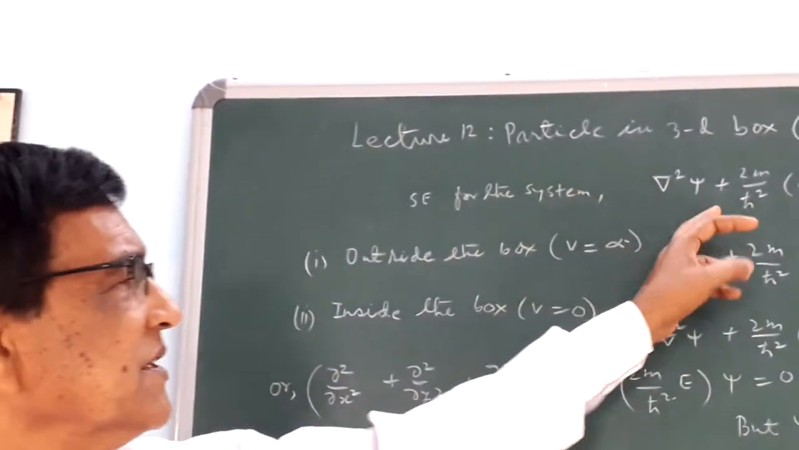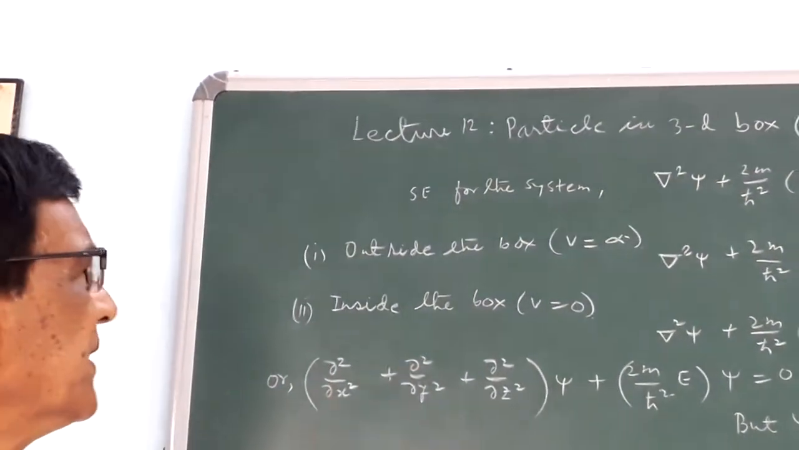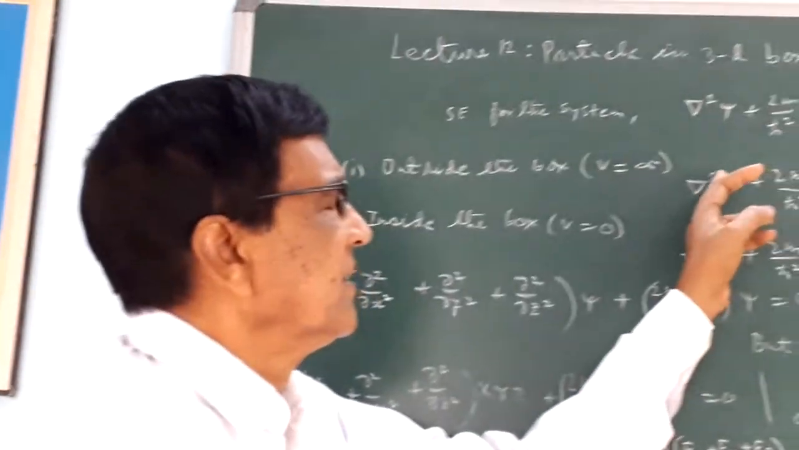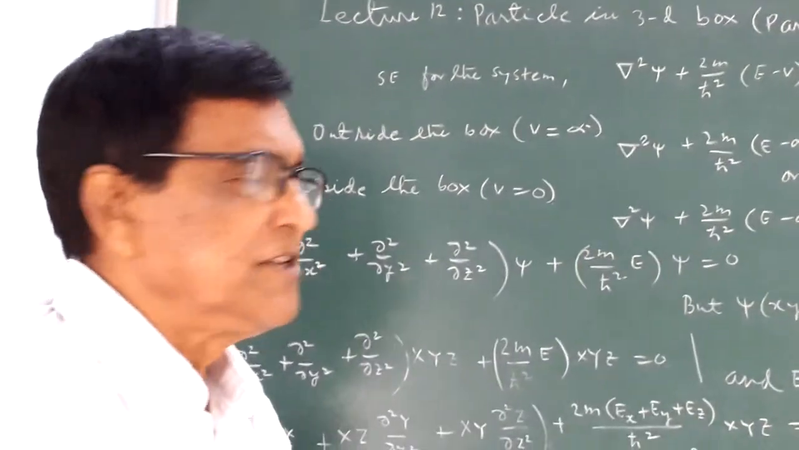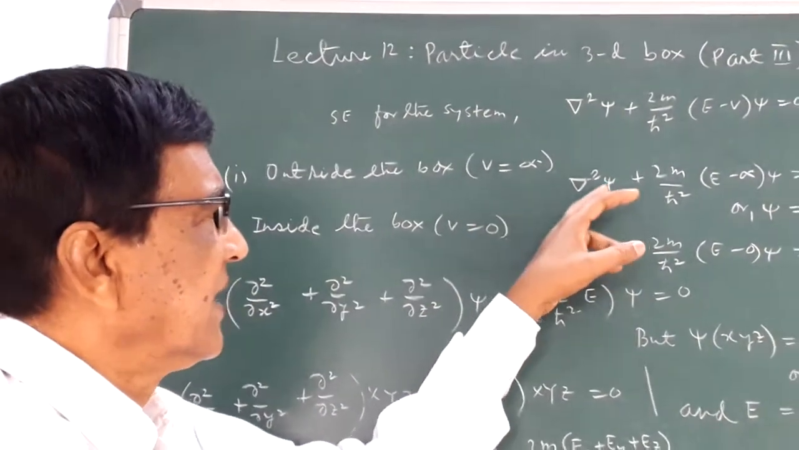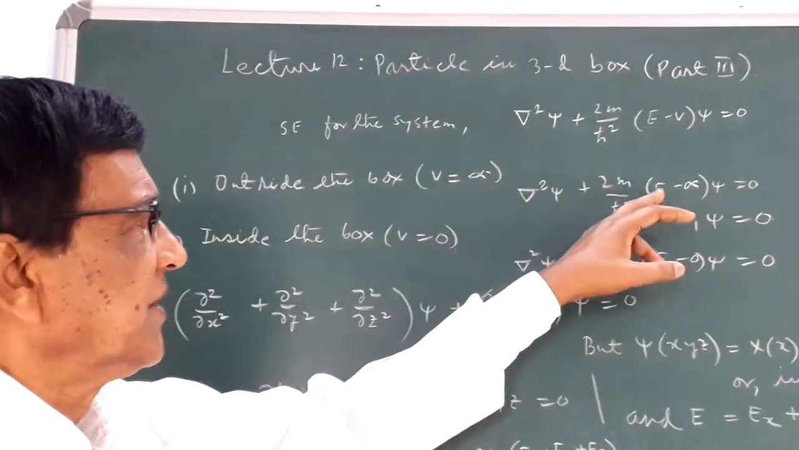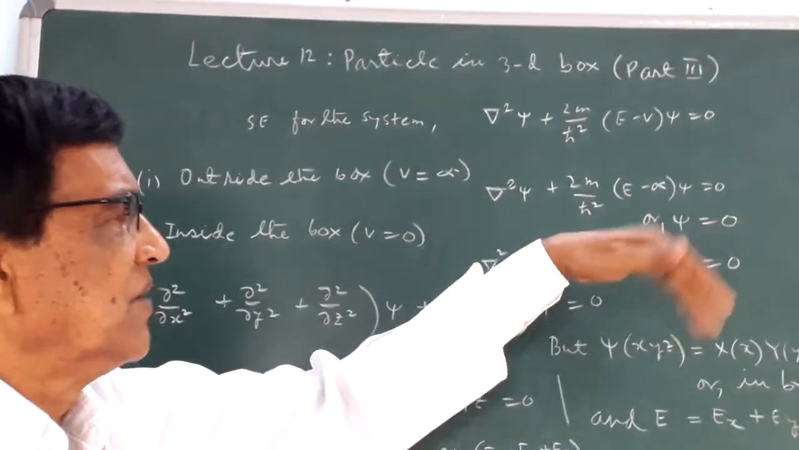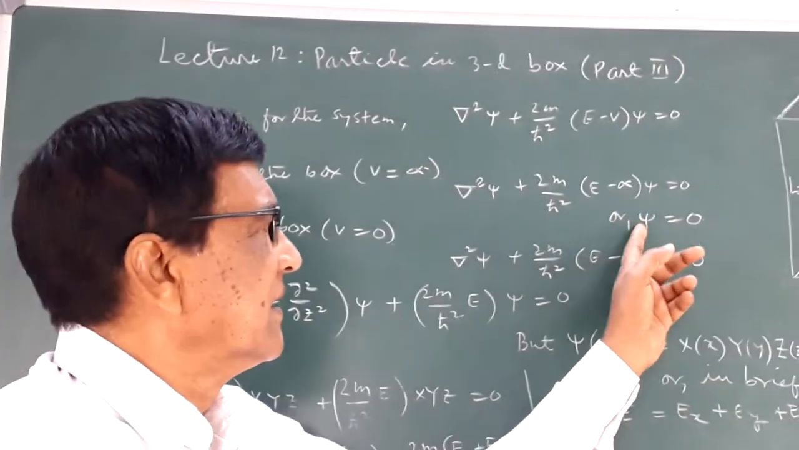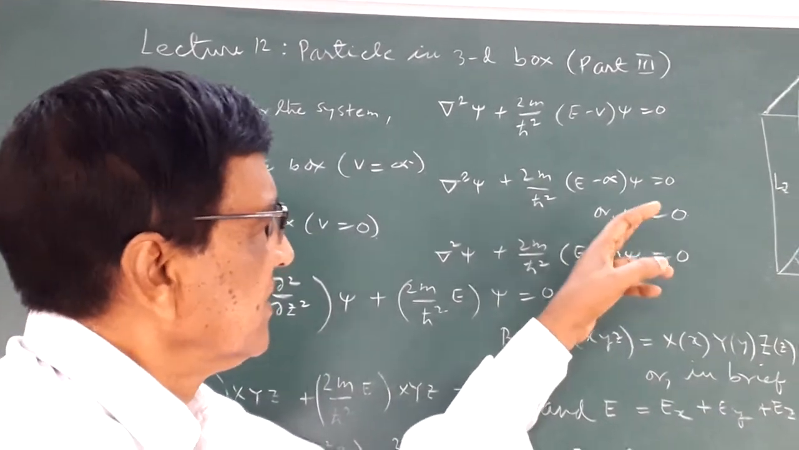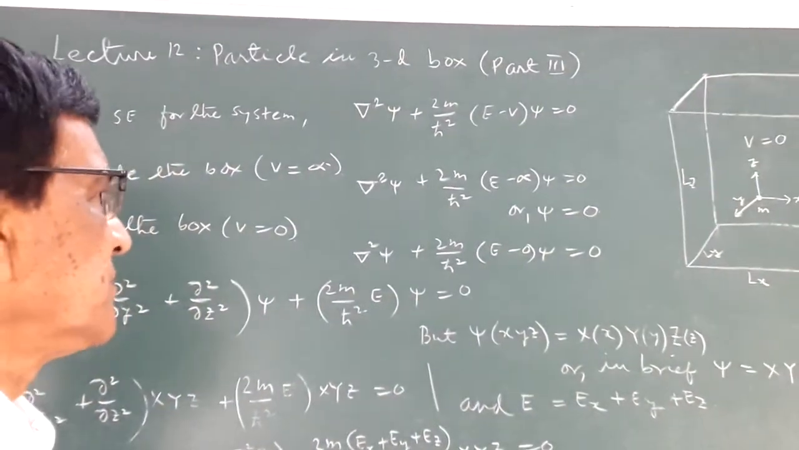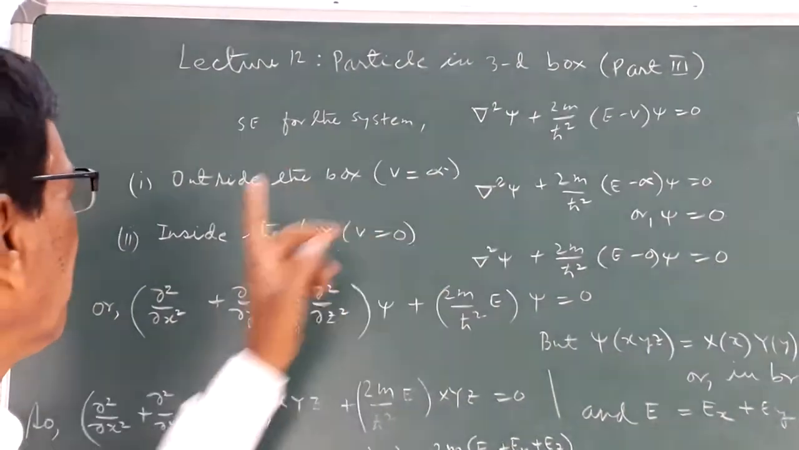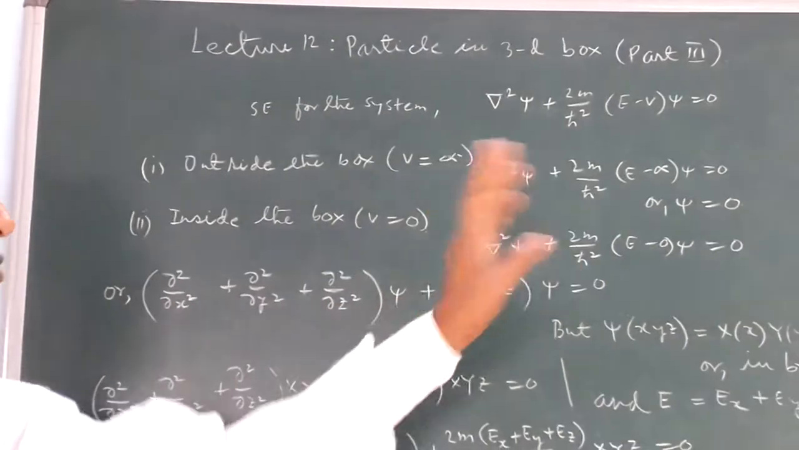And the Schrödinger equation is like that for the system. Outside of this box, V equals infinity, and del squared is the Laplacian operator we all know. So del squared psi plus 2m over h cross squared (E minus infinity) psi equal to 0, or as I have shown earlier in the last lecture, psi equal to 0. Inside the box, V equals 0.